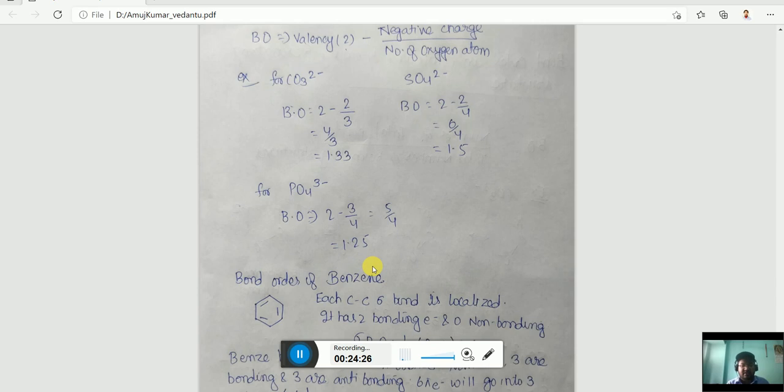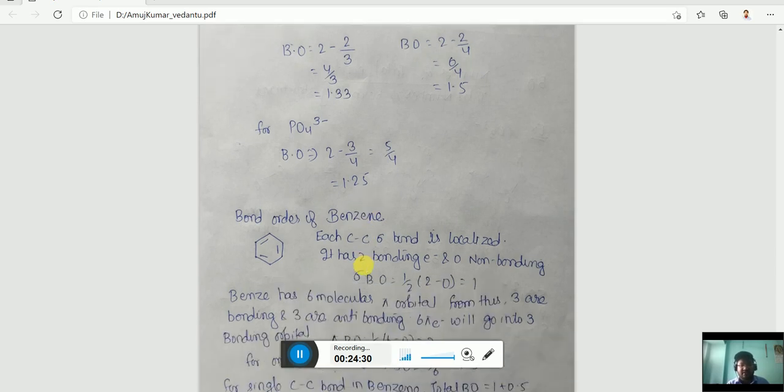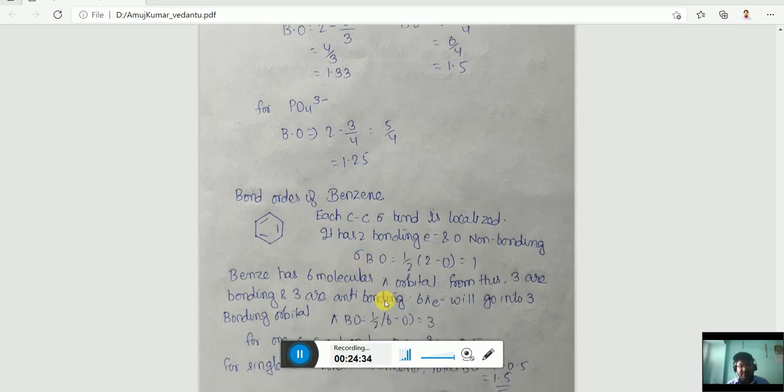You may also be asked the bond order of a benzene type organic compound. You will calculate the total sigma bonds and total pi bonds, and divide the sigma by pi.